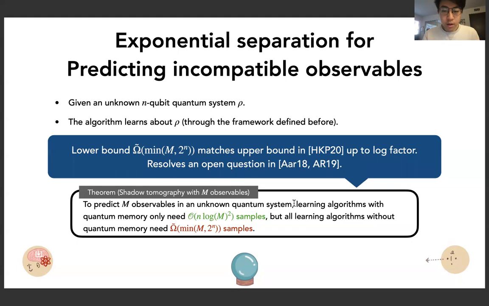Basically, the question is whether a learning algorithm without quantum memory could achieve a similar sample complexity as a learning algorithm with quantum memory. It would be great if it can, since learning algorithms without quantum memory are pretty much currently available. However, as the theorem shows, there's a significant advantage in using learning algorithms with quantum memory, such that a similar result can never be achieved.